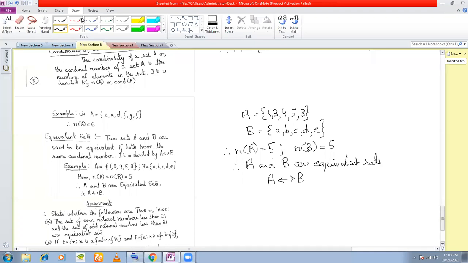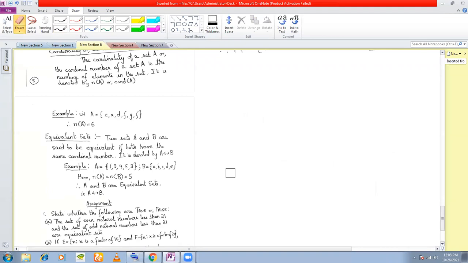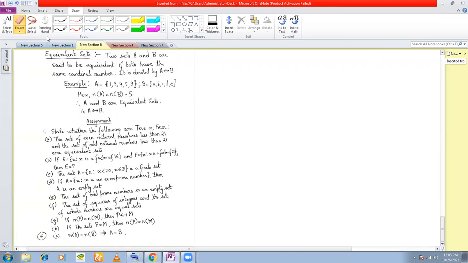Okay, let's discuss the assignment questions now. So first one, you just have to state true or false. The set of even natural numbers less than 21 and the set of odd natural numbers less than 21 are equivalent sets. Let us suppose A is the set of even natural numbers. Then this is my set builder form.